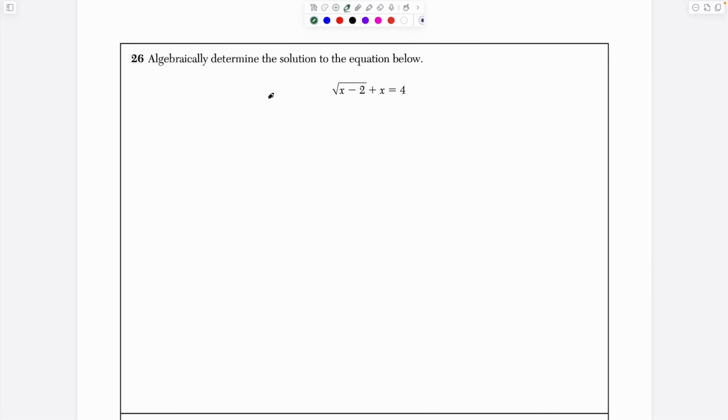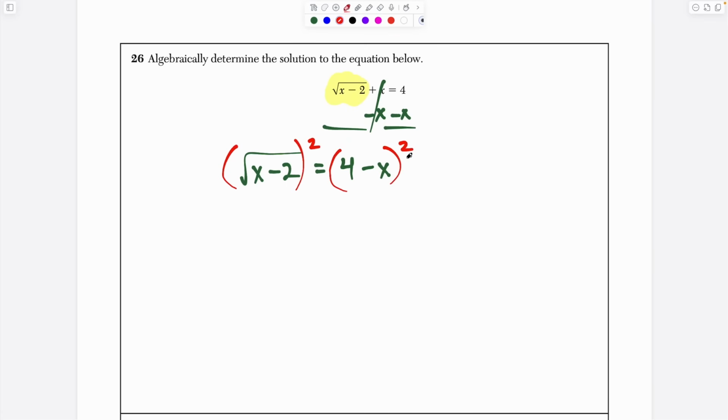Question 26, algebraically determine the solution to the equation below. So for this 2-point question, we have quite a bit of algebra to do. So first what we want to do is get that square root term by itself. So we could start this here by subtracting x on both sides. And what we're going to have is x minus x canceling, and now we have square root of x minus 2 is equal to, and on the right side we have 4 minus x. And the reason we do this is now we're able to square both sides and get rid of that square root. Okay, so I'm going to square the left side, and I'm going to square the right side. So when we do radical x minus 2 times itself, we're just going to get x minus 2.